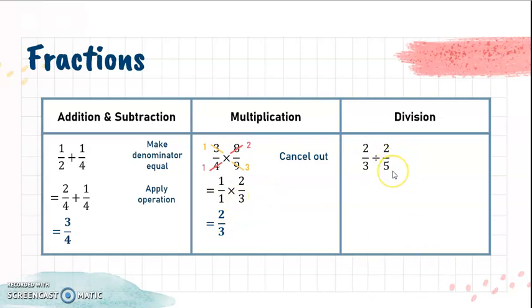Okay, so the next one is division. So how do you divide fractions? Okay, so in this case, first you have to change the division to multiplication. Once you change division to multiplication, instead of 2 out of 5, it becomes 5 out of 2. Okay, next you may cancel out if it's possible. In this case, we can cancel 2. Then we get 5 out of 3, or in mixed number we have 1 and 2 out of 3. So that is how we evaluate our fractions.